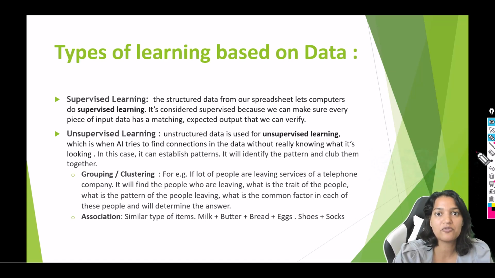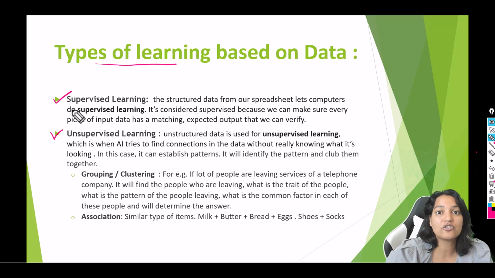In this tutorial, we are going to see the different types of learning that we have based on the data. In the previous tutorial, we saw that the data can be categorized into two types. One is called structured data and the other one is called unstructured data. Based on the data, we have two types of learning. One is called supervised learning, and the other one is called unsupervised learning.